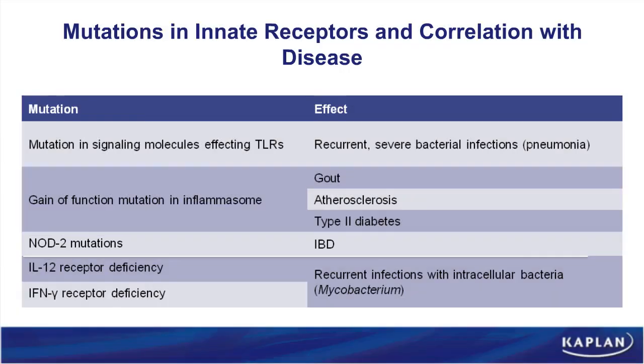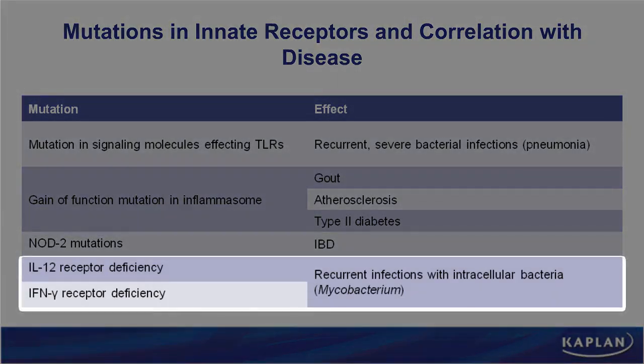Now, the last two receptors shown here, we did not put under the general category of our pattern recognition receptors. Rather, these are cytokine receptors, but it's good to mention these here. If you have a defect in either IL-12 or interferon gamma, you are going to see an increase in the infection rate with intracellular bacteria, especially things like Mycobacterium.